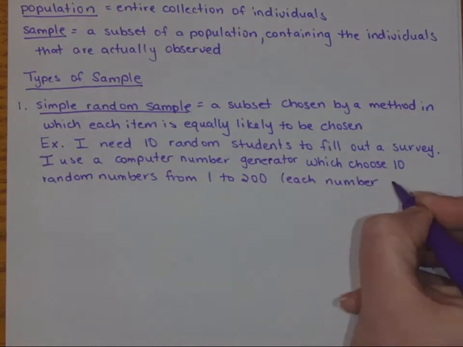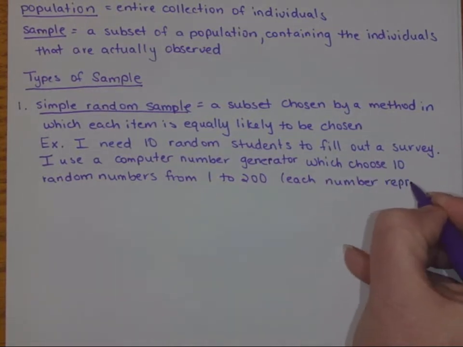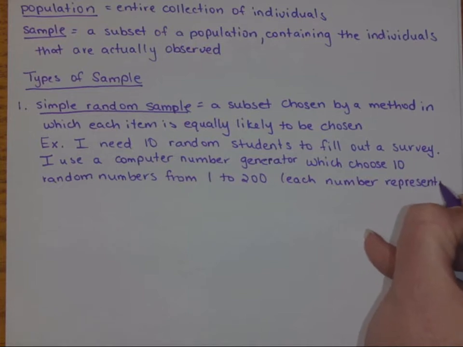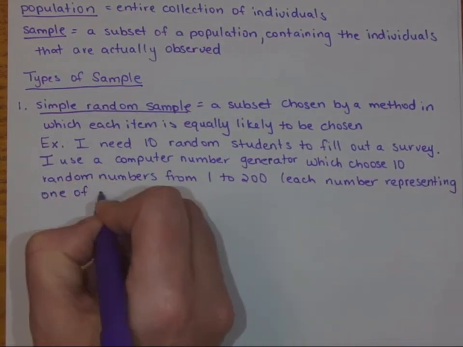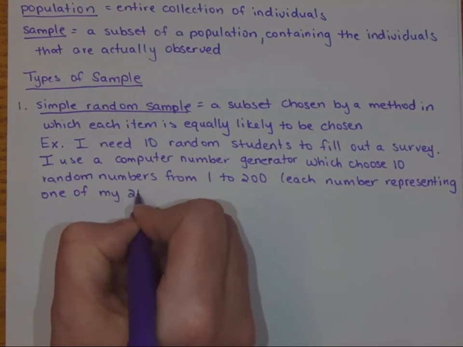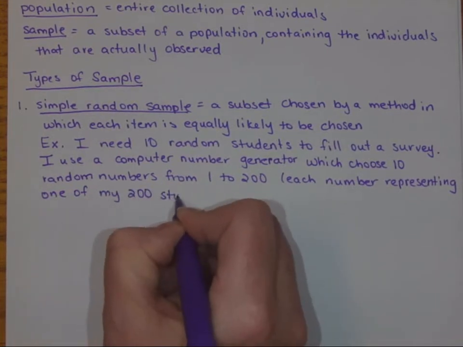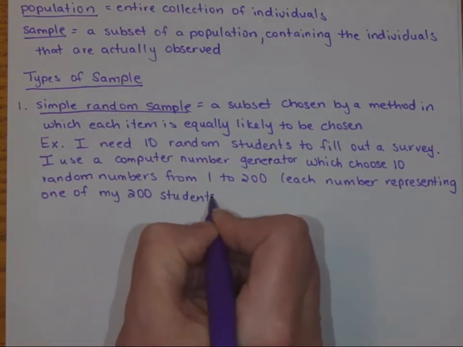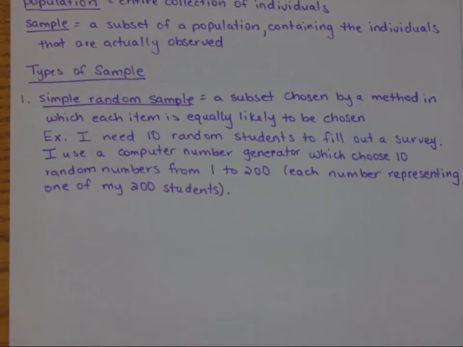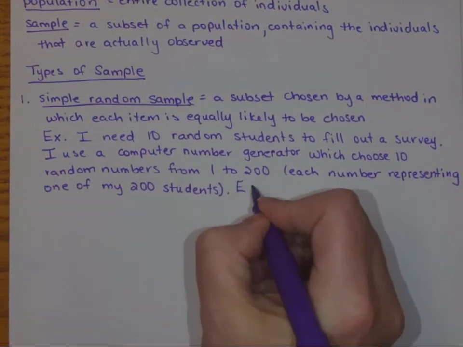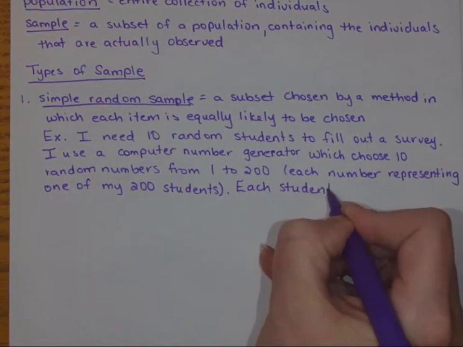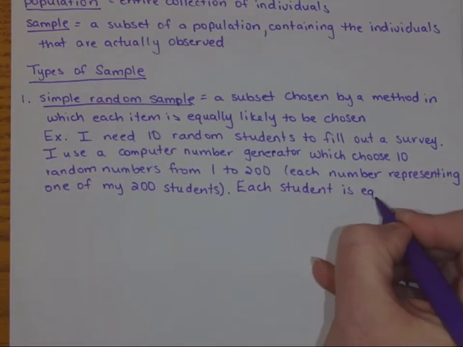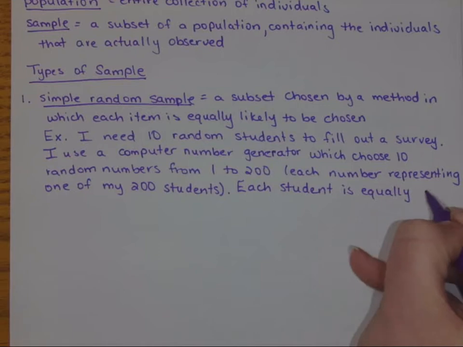Notice I don't take anything into account other than the number that represents them. That way I could be sure that I'm really getting a random 10 students. I'm not going off of their name. I'm not going off of what class they're in. I'm not going off of anything other than that. So truly each student is equally likely to be chosen. There's no judgment call whatsoever.